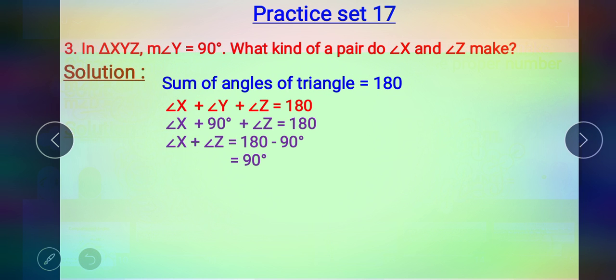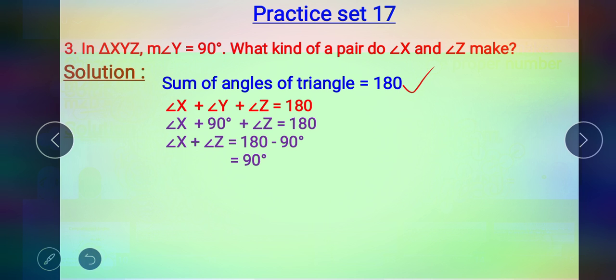Let's move ahead, students. We have question number 3. In question number 3, in triangle XYZ, one angle is given: Y is 90 degrees. What kind of pair do X and Z make? Whenever we talk about a triangle, the addition of all three angles is always 180 degrees, students.